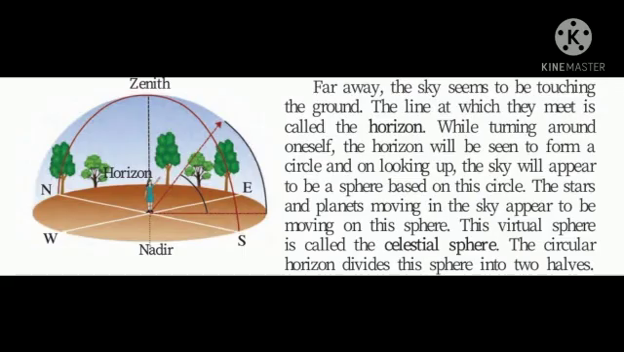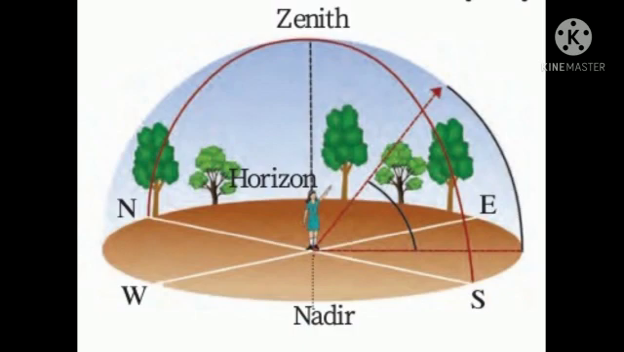Sky watching, horizon. When we stand under the sky and turn around, the sky appears to touch the ground. The line at which the sky and ground meet is called the horizon. Celestial sphere. As we turn around ourselves and look up from the horizon, the sky appears to be a half sphere. This virtual sphere is called the celestial sphere.